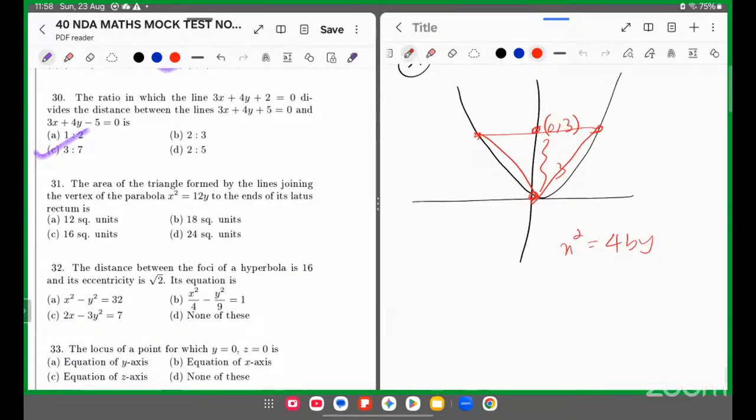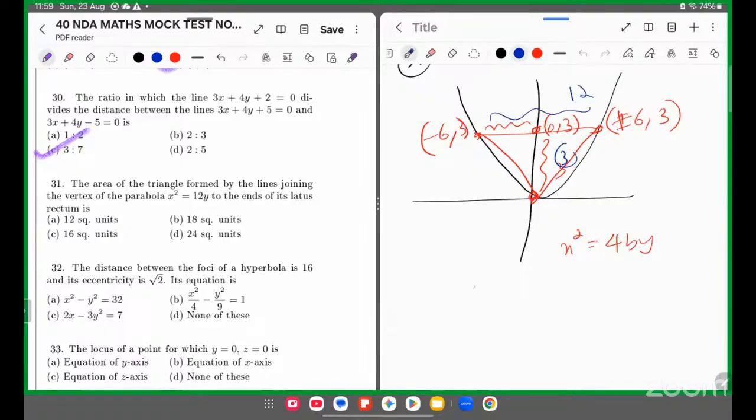This length of the latus rectum is actually this point. Okay, this 3. It will become plus or minus 6, 3. It will be plus 6, 3, and the other one is minus 6 comma 3. So height is actually 3 and base is actually 12.